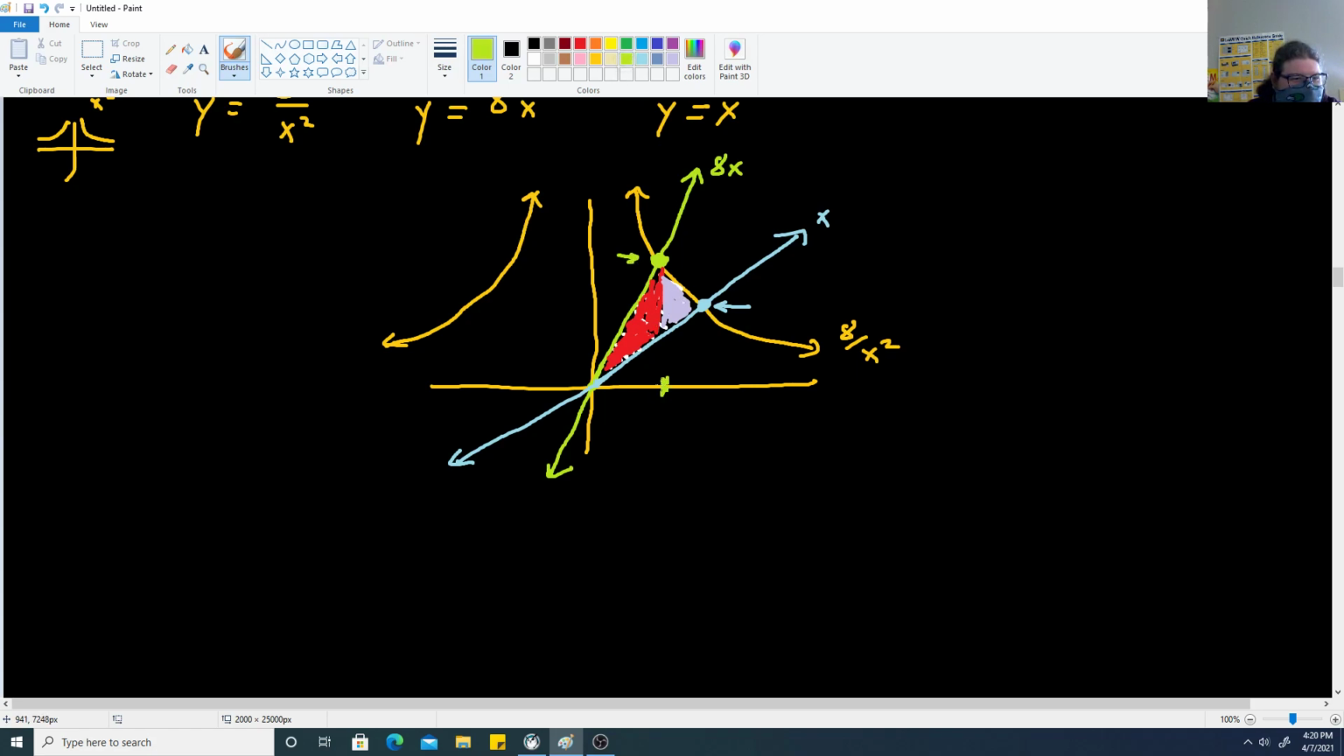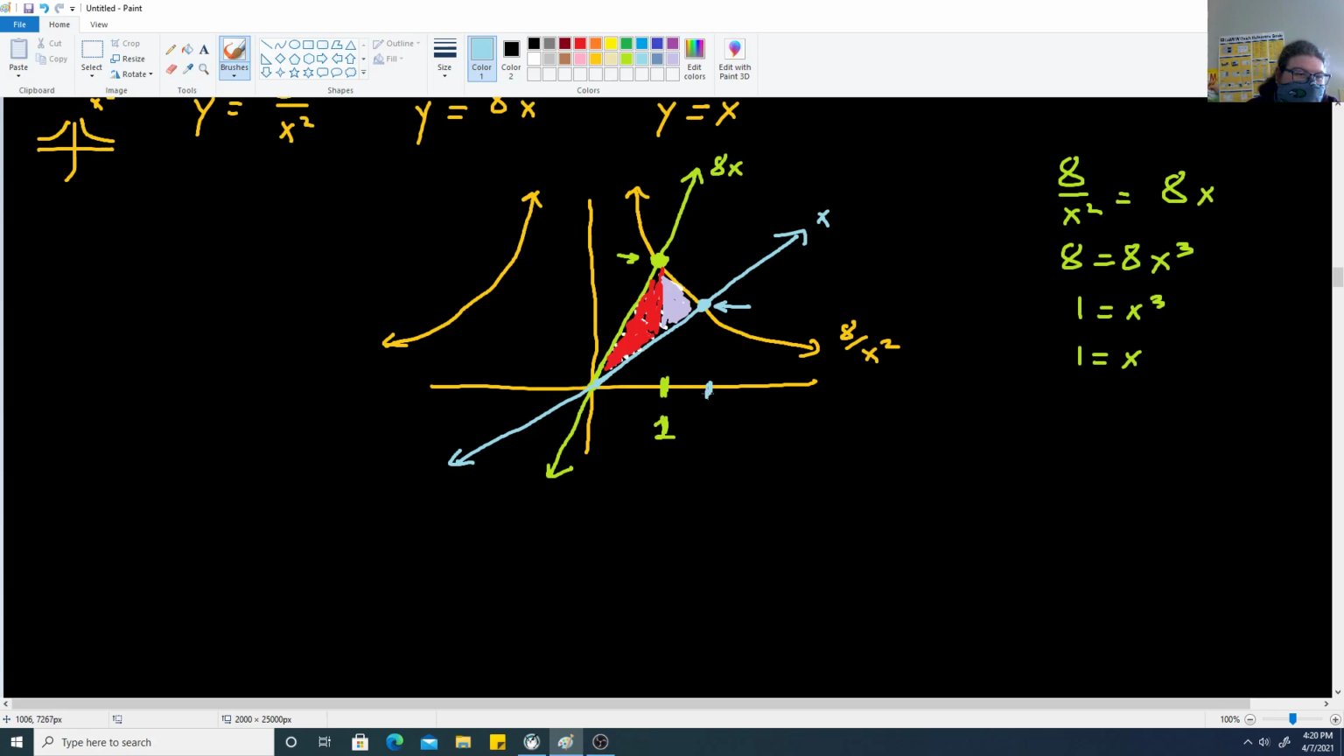So we're going to figure out this x value here first. In order to do that, I'm going to take my 8 over x squared graph, and I want to know where is 8 over x squared equal to the 8x graph. So I can multiply x squared across, divide both sides by 8, take the cube root, and we get 1 equals x. So this occurs at x equals 1. That's the x value where this one flips over.